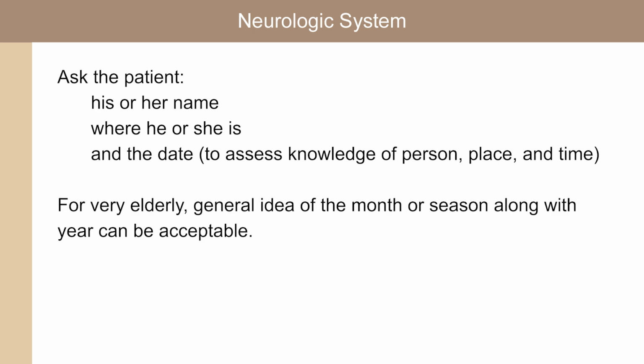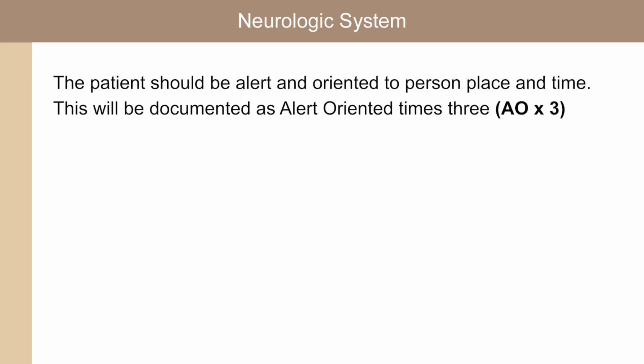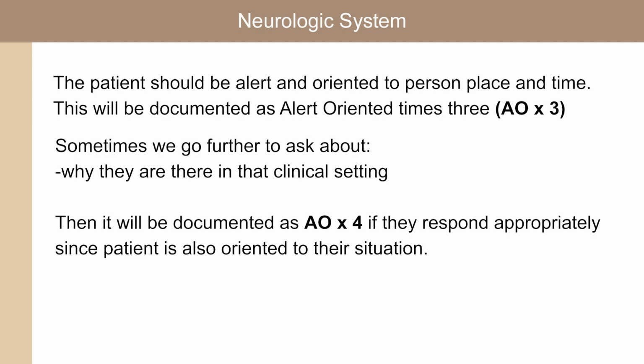Ask the patient his or her name, where he or she is, and the date to assess knowledge of person, place, and time. For elderly patients, a general idea of the month or season along with year can be acceptable. The patient should be alert and oriented to person, place, and time. This will be documented as alert oriented ×3. Sometimes we go further to ask about why they're there in that clinical setting. Then it will be documented as alert oriented ×4 if they respond to it appropriately, since the patient is also oriented to their situation.